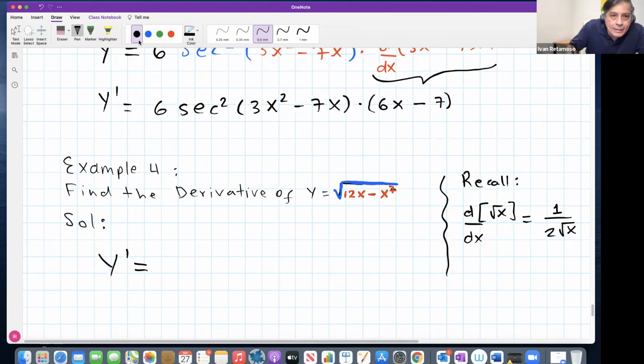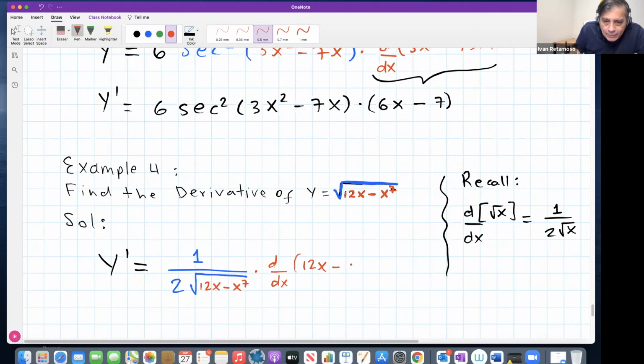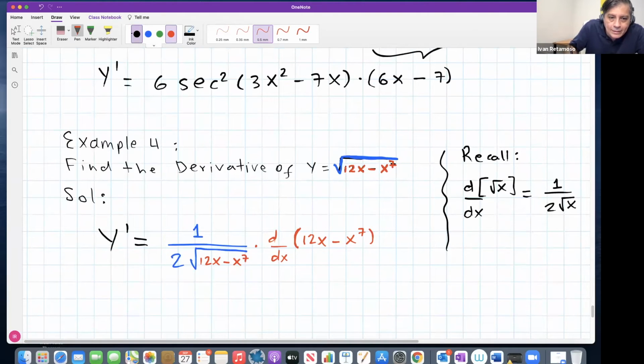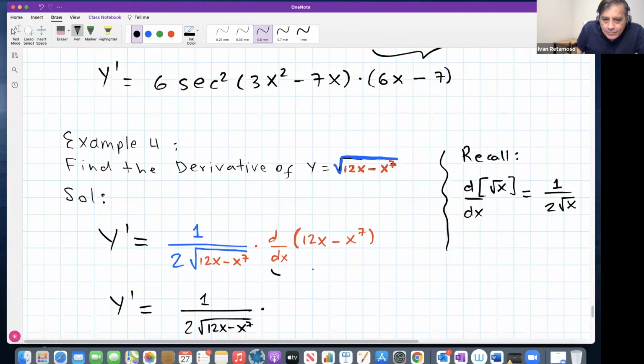We're going to use that. So the derivative of the outside function will be 1 over, just like in here, twice a square root of something, but that something is this inside function. Leave the inside function alone. Okay, done with the derivative of the outside function. Now, times the derivative with respect to x of this inside function, 12x minus x to the 7. So this derivative y prime should be equal to 1 over twice a square root of 12x minus x to the 7 times, what should be this derivative?